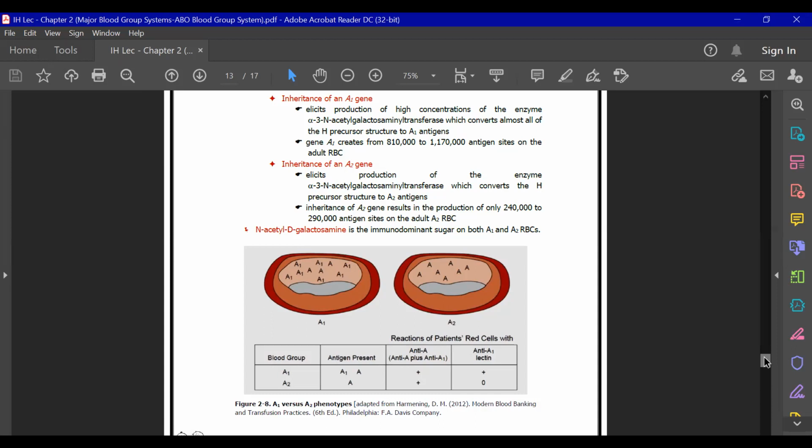Actually, I already discussed the number of antigen sites. For A1, you have 810,000 to 1,170,000 antigen sites on the adult RBC. In contrast to your A2, you only have 240,000 to 290,000 antigen sites. Another point of differentiation: your A1 phenotype red cells are positive with anti-A, same with your A2 phenotype, positive also with anti-A. And the last point of differentiation: A1 is positive with anti-A1 lectin, and for your A2 phenotype, negative with anti-A1 lectin.